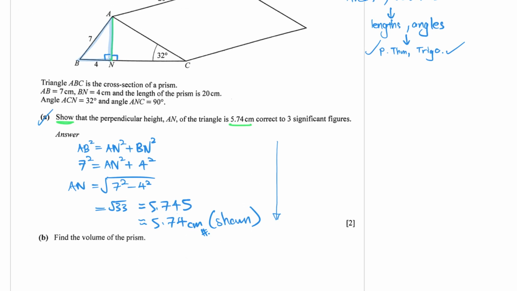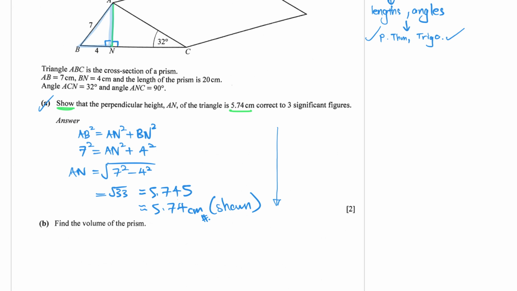Now in part B, find the volume of this prism. So basically this is a prism with a constant cross-section area. We just need to know the entire area and multiply it by the length of 20, where we get the volume. Okay, so let's first find the area of this side, triangle ABC.